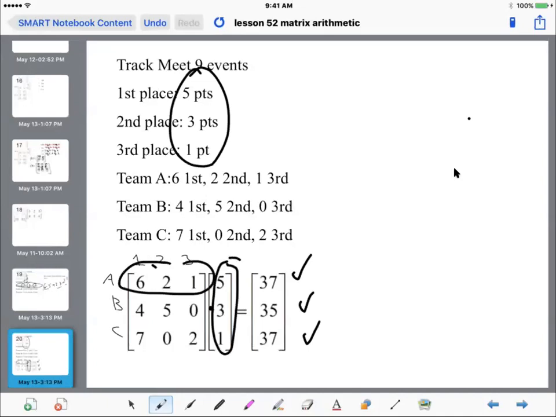6 times 5, 2 times 3, 1 times 1 gets me the 37. On the other hand, to take team B, when I multiply the 4, 5, and 0 by the 5, 3, 1, I get their total points. So this is like a real life application where we end up doing the same sort of operations that you would do for matrix multiplication.